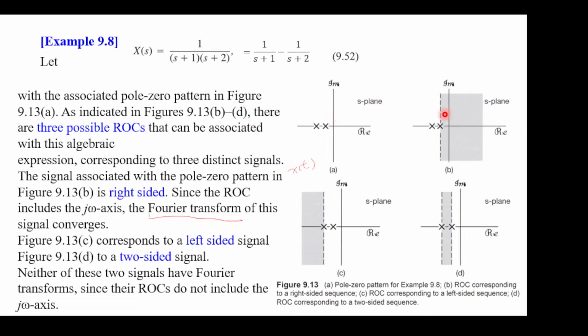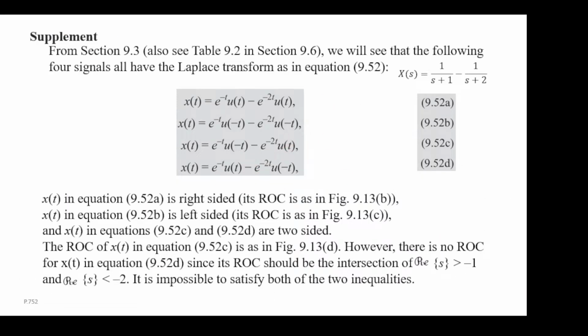If you pick both ROCs to the right side, then you will get this ROC, and you get a right-sided function. If you pick both ROCs on the left side, you get this one. If you pick one to the right and one to the left, you can get overlap in the middle, or no overlap, and then it's invalid, and you don't get a Laplace transform anywhere.